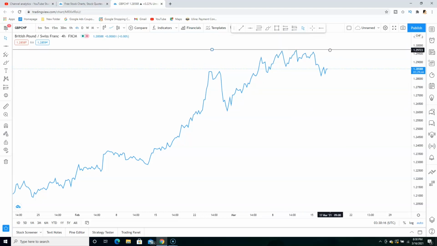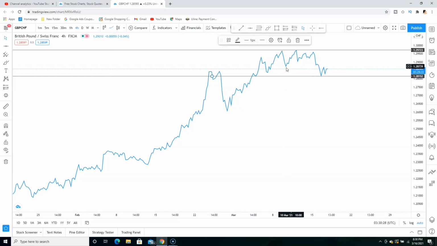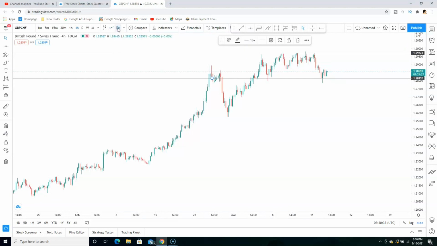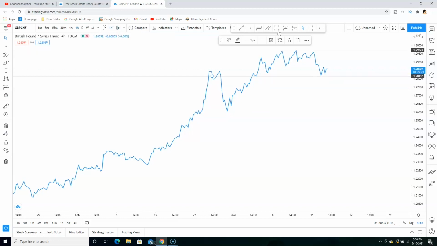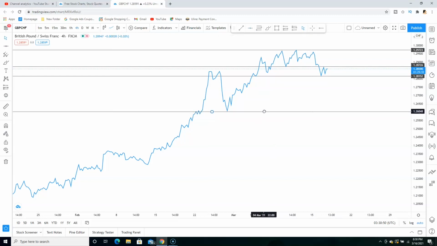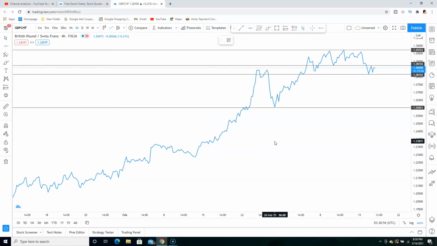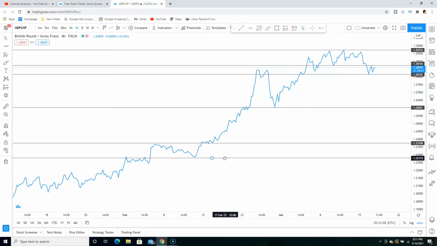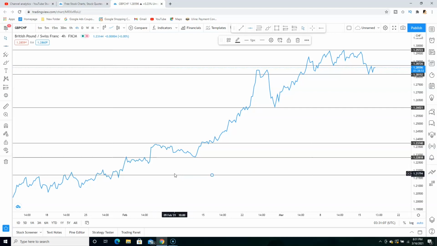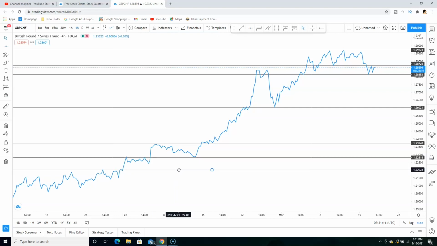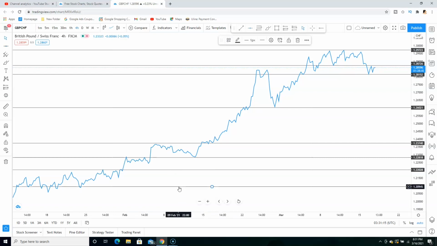So you can see over here that we had a resistance right here, and you can also see that we had a support zone right here. While you're doing it, you can always switch back to the candlesticks to see what you've done so far. Over here you can see there was a support zone that was previously created, and over here we got a support zone. We also had a resistance zone right here, then a support zone over here. We also got a resistance zone right here, and a support zone right here.